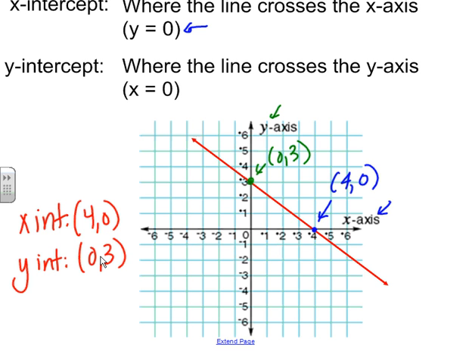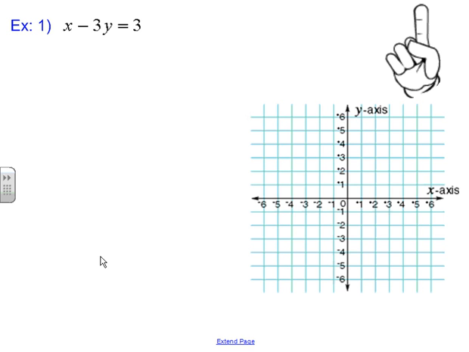Okay, so let's do a problem. You guys have down there example number 1. We're only going to do 2 examples of this because this is pretty simple once you get the hang of it. So I need everybody to write x minus 3y equals 3. And I'm going to make a t-table. You guys already have one on your paper.